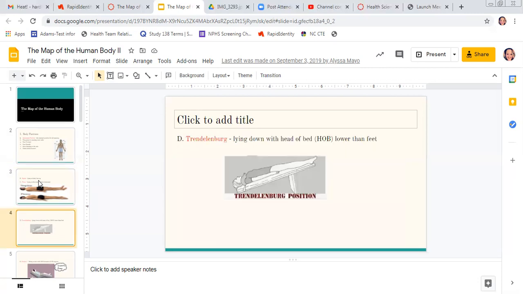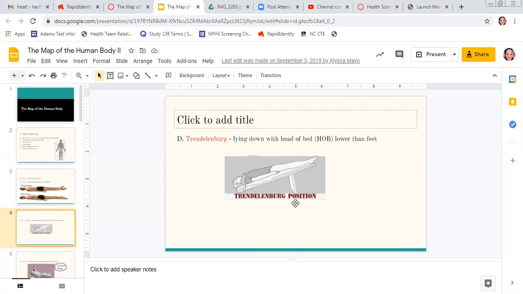Okay. You have Trendelenburg, which I just usually describe to people as toes over nose. Basically, it means that you're lying with your head of bed, HOB is that abbreviation for that, lower than your feet. Excuse me, your toes are over your nose, which means they're higher.